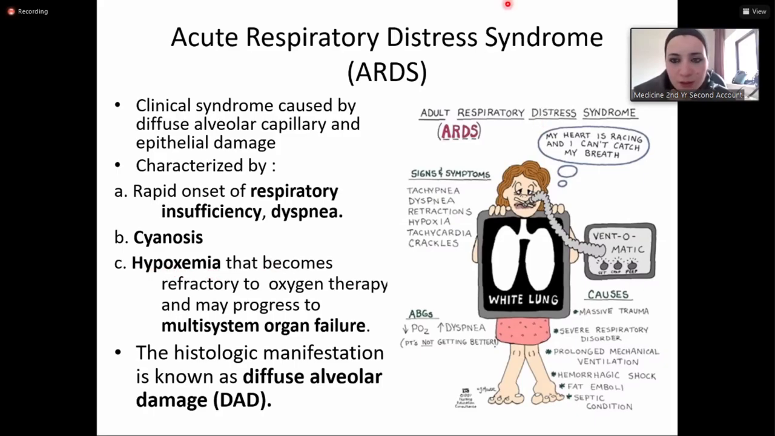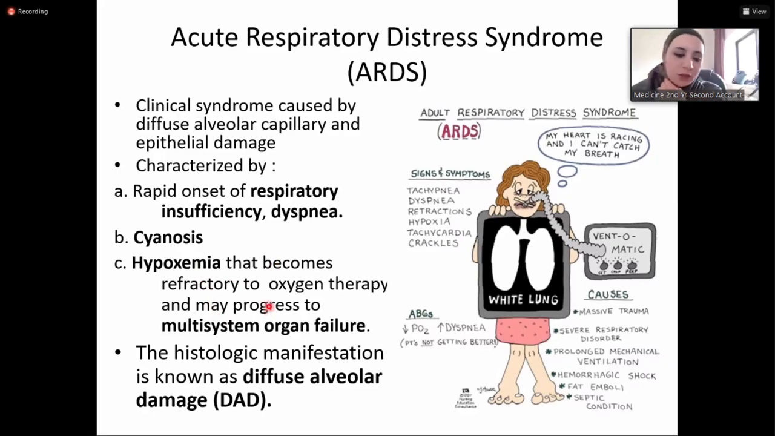Hypoxemia means decrease in the level of oxygen in blood. So أي كلمة فيها إيميا means blood level. Hypoxy معناته decrease in oxygen level. So hypoxemia that becomes refractory to oxygen therapy and may progress to multi-system organ failure. يعني refractory to oxygen therapy يعني قد ما نعطي patient 100% oxygen ما بستفيد ما بعلى ال PO2. ليش؟ لأنه الممبرين which is for gas exchange اللي مكون من ال type 1 pneumocytes والcapillaries if you remember لما حكينا last lecture is totally destroyed, damaged, diffuse alveolar damage.